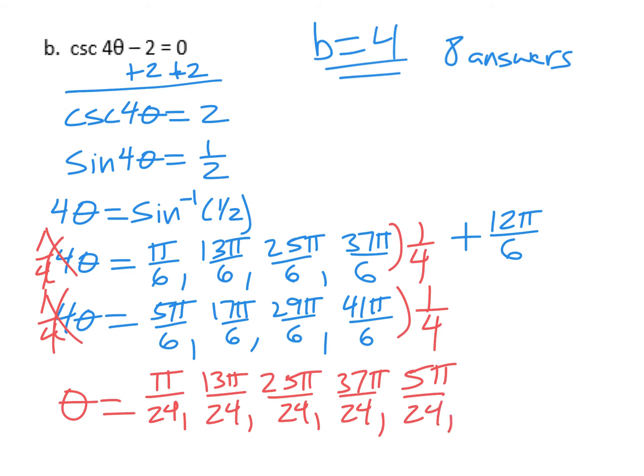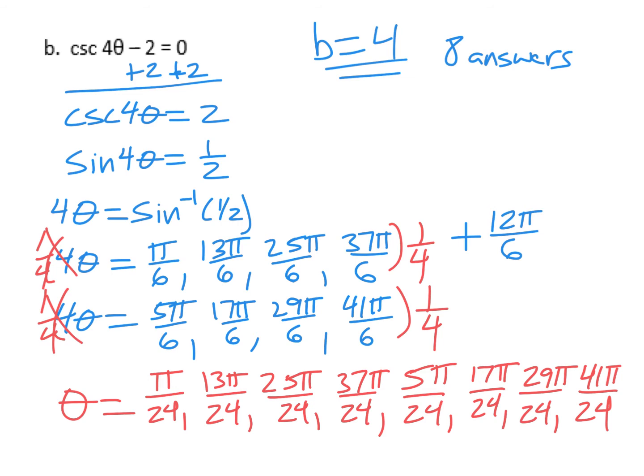Five pi over 24, 17 pi over 24, 29 pi over 24, and how about 41 pi? Okay. Now you might look at that and think, geez, okay, yikes.